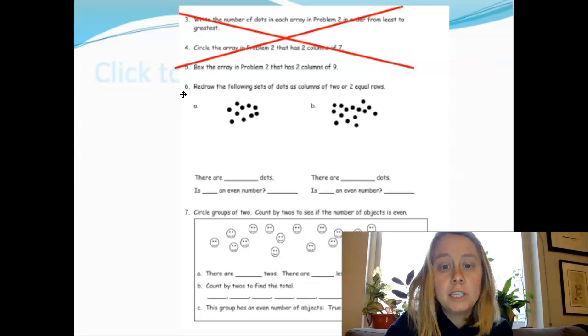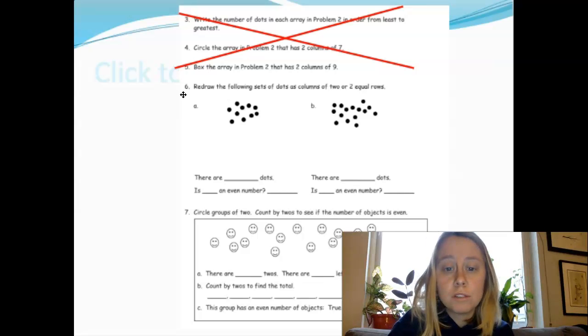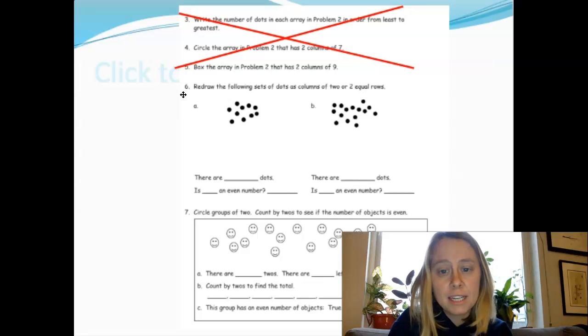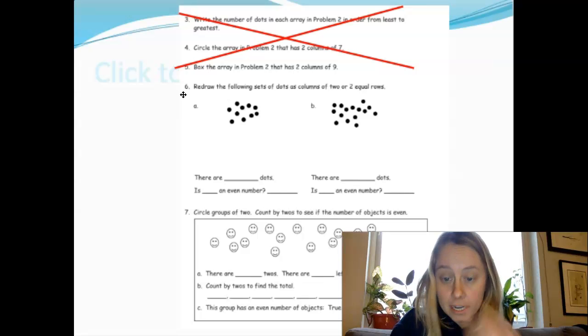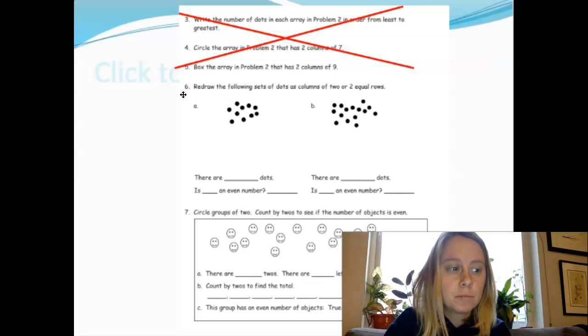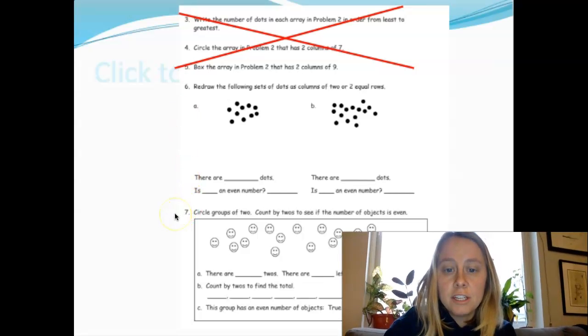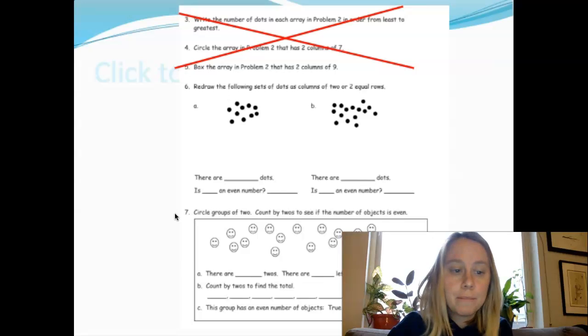Number 6 says redraw the following sets of dots as columns of 2 or 2 equal rows. So you have a bunch of dots. You're going to turn them into columns of 2 or rows of 2. Tell me how many dots there are. And then you have to decide if it's an even number or not based on if every number has a pair, like we did in our problem set with the number 7 and the number 14. And then for number 7, you're circling groups of 2 and then counting by groups of 2 to see if the numbers are even and answering the questions about them.